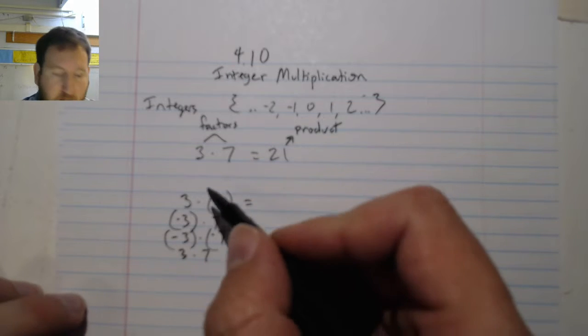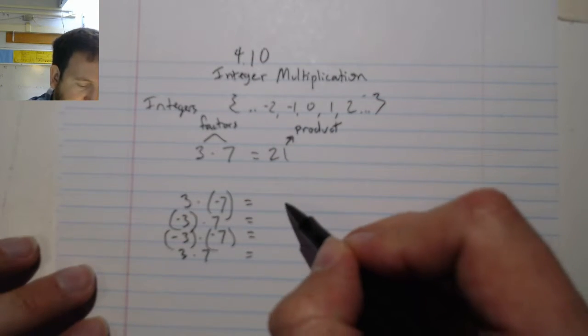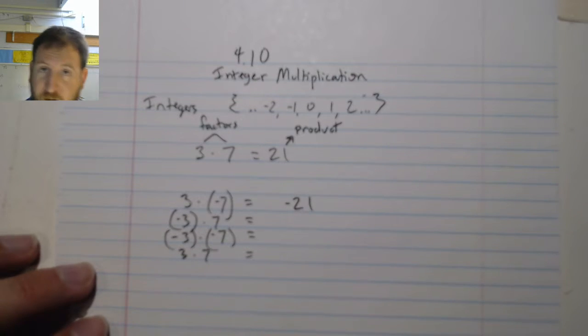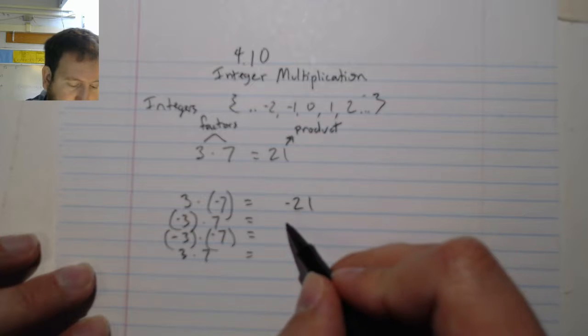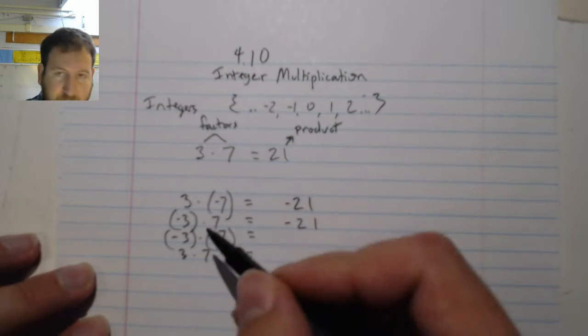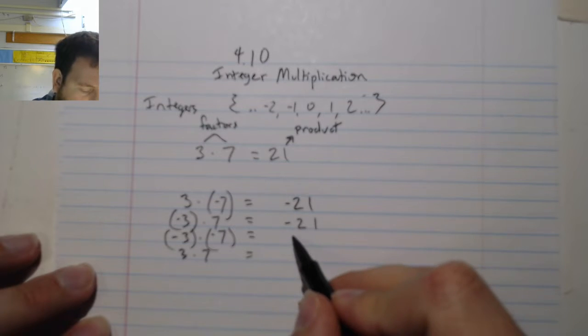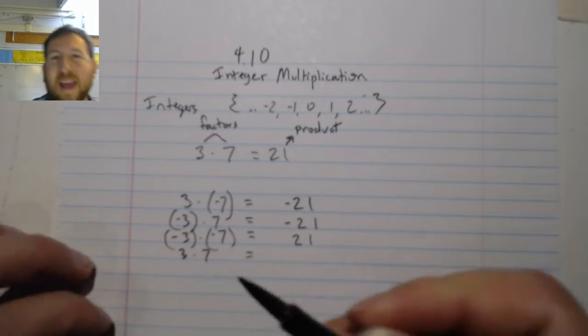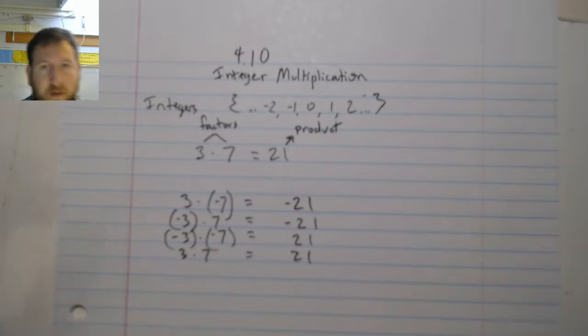Whenever I multiply a positive times a negative, I end up with a negative. So I'm going to end this with -21. A negative times a positive is also a negative. A negative times a negative, they kind of are opposites of each other, and I end up with 21. And I should know by now that a positive times a positive is 21.